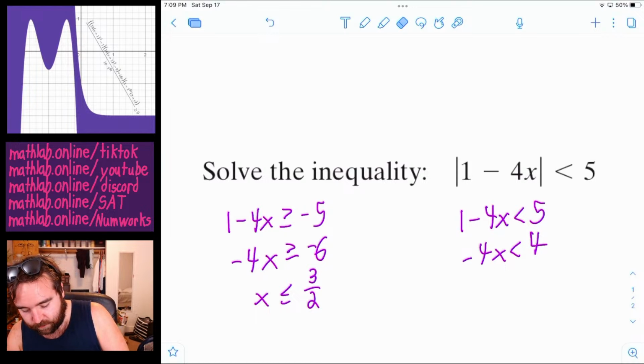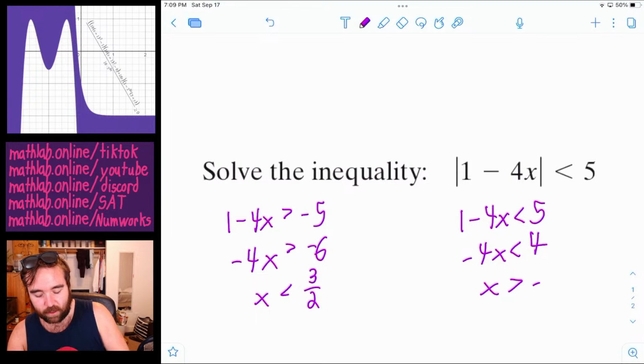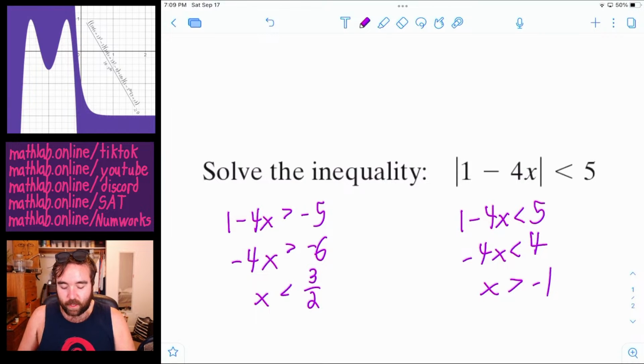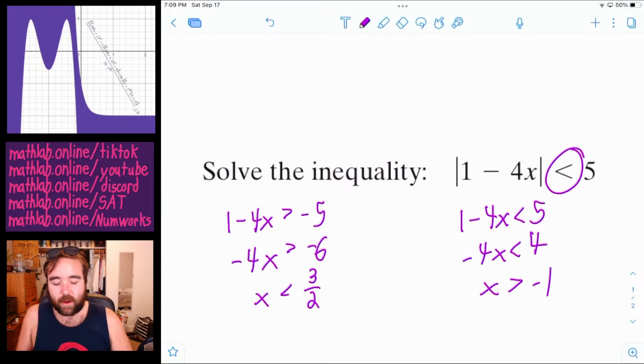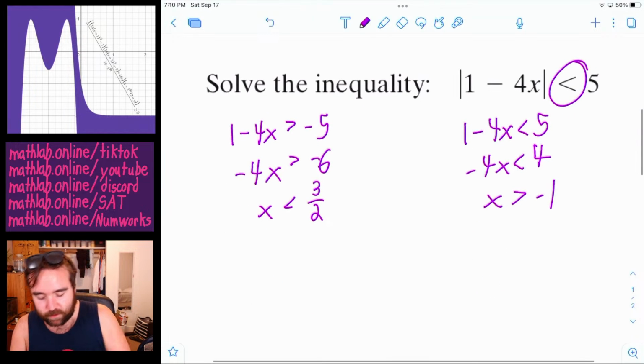Oh, this isn't less than or equal to, though. I wrote that wrong. Just less than, and then we divide by negative 4, so x is greater than negative 1. And so here, it's a less and problem because of this sign right here, that our absolute value is less than 5. So we need both of these things to be true.